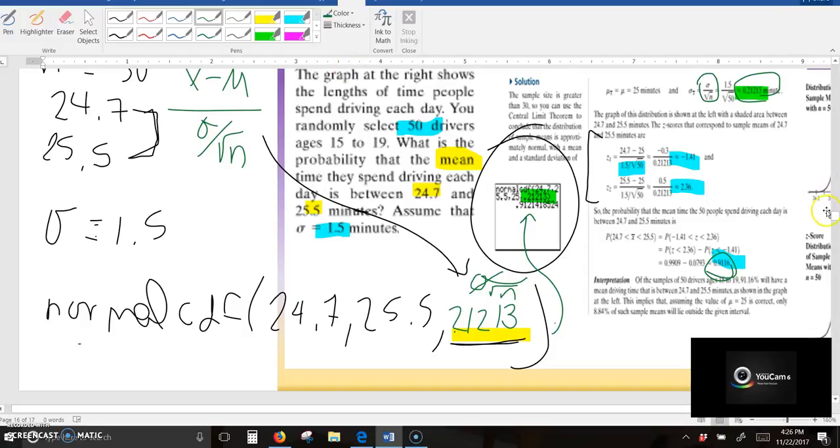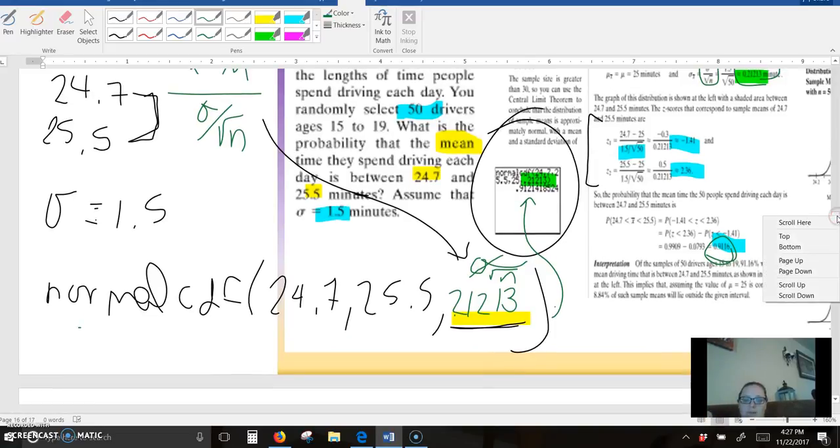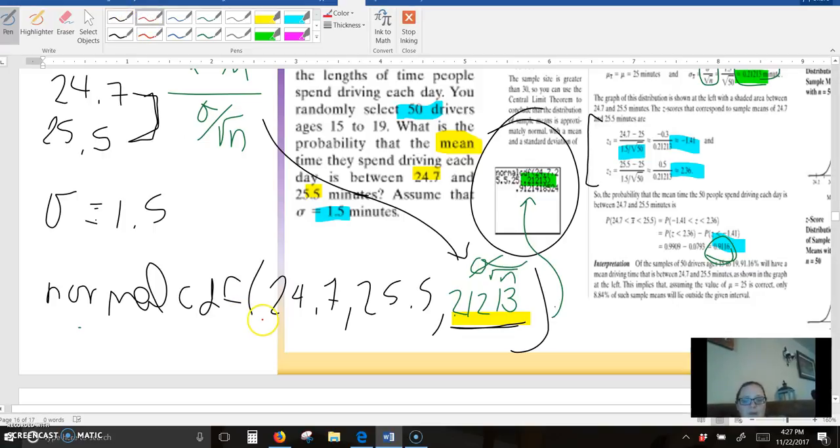All right, so we finished this problem. On to the next one. Notice on this problem that we just did, it's between two amounts, so we put the low number, that's the high number, and then we put the standard error, the standard deviation.